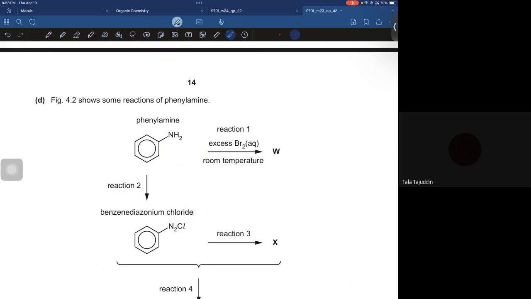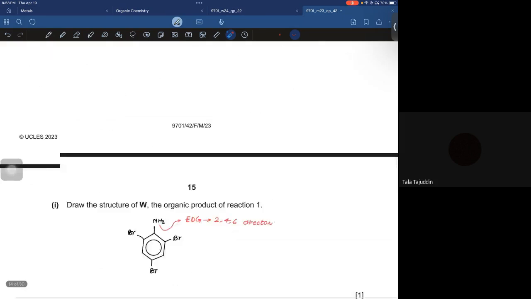So also, it's a 2,4,6 director. Already when the NH2 is attached to the benzene ring, when you react that benzene ring with any of the electrophiles, the NH2 would direct the coming electrophile to the 2,4,6 positions. So that's the reason the Br would be attached on the 2,4,6 positions. If this is 1, this is 2, this is 3, this is 4, this is 5, this is 6. Okay, so that's the reason for what I did.